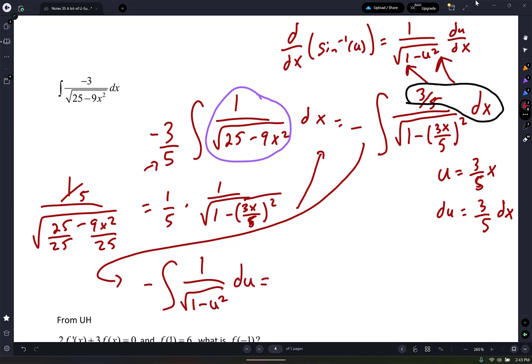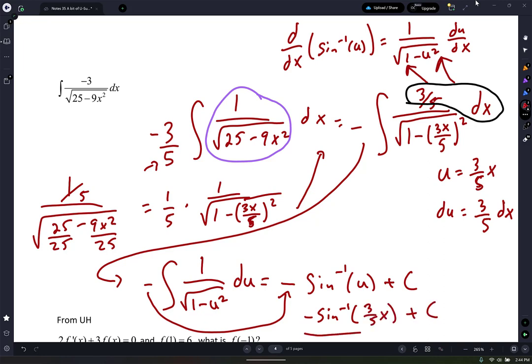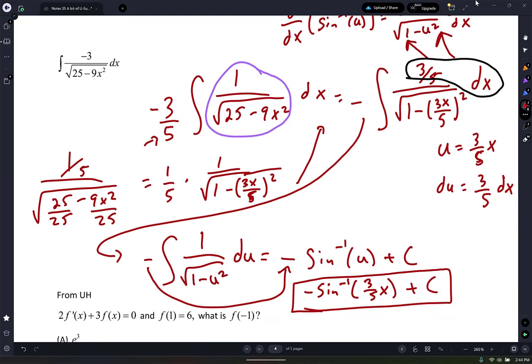Now it makes life easy. What's the antiderivative of that? Arc sine. Notice I put a negative because of that negative. I guess you could have also made a case for arc cosine, but the C eats it up anyways. Arc sine of u plus C, and then bring back what that u was. Arc sine of 3/5 x plus C. Are we okay, guys?